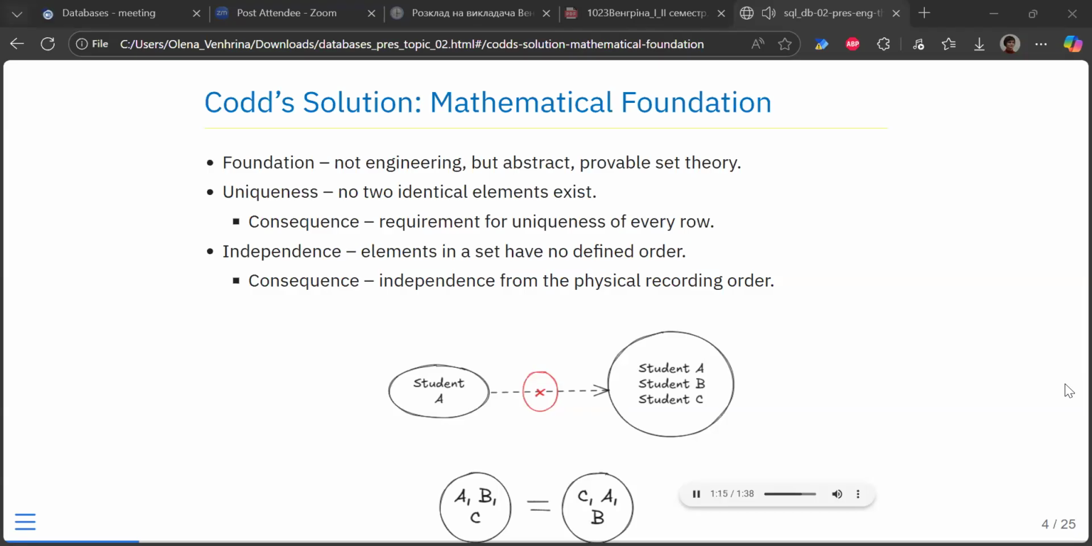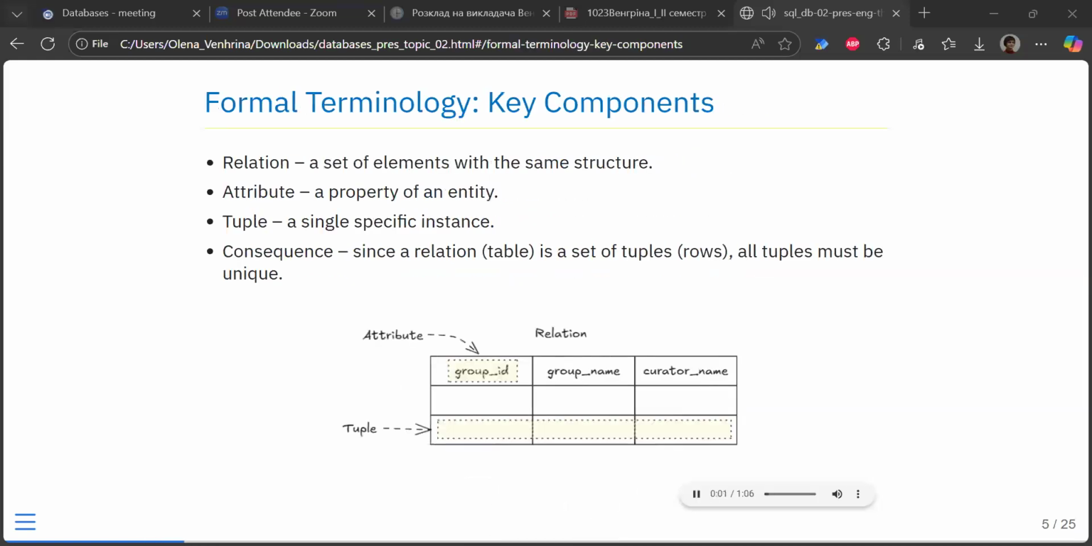Since the entire relational model is built on this strict mathematical apparatus, we can no longer rely on intuitive concepts like table or row. We are forced to use the formal terminology of this theory. This is not an academic whim, but a necessary condition for describing the rules and guarantees of the model accurately. Therefore, we move on to our formal vocabulary. So, as we established, the mathematical foundation requires a precise vocabulary from us. Let's define the three main concepts of the relational model.